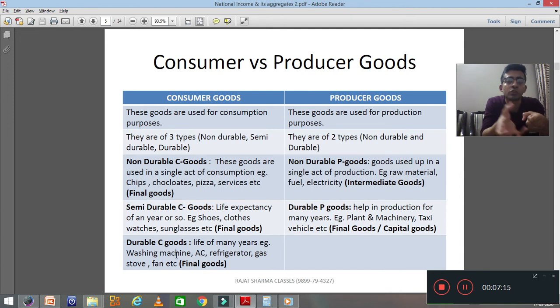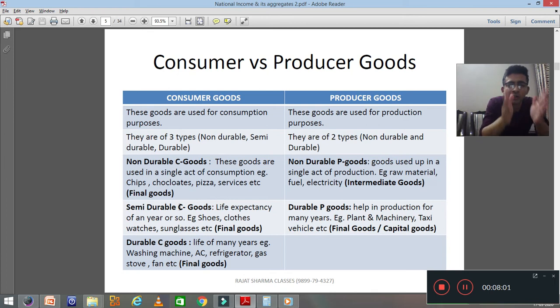Let's talk about semi-durable. Semi-durable consumer goods have a life expectancy of somewhere around 1.5 years, 1 year, 2 years, something like that. For example, shoes, clothes, glasses, these things. Something that needs to be replenished every few years. They are semi-durable. And the durable, which you purchase once and you use it for many years, like computer, like fan, AC, refrigerator, washing machine. Those things a consumer uses for many years, they are durable consumer goods.